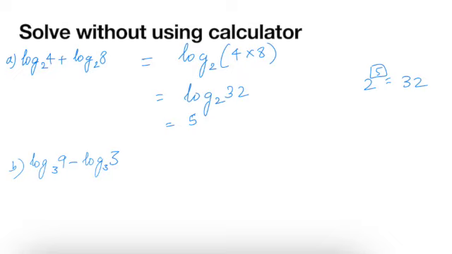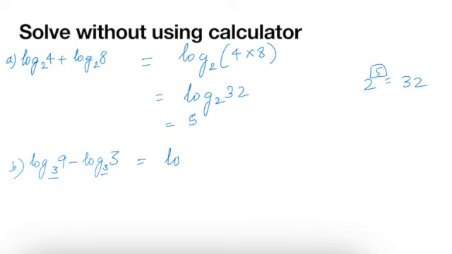So next question. This is the second rule that we talked about. Log 9 minus log 3, both to the base 3. Notice that both are to the same base. If they are different bases, we have to use the change of base rule, which I've explained in another video.